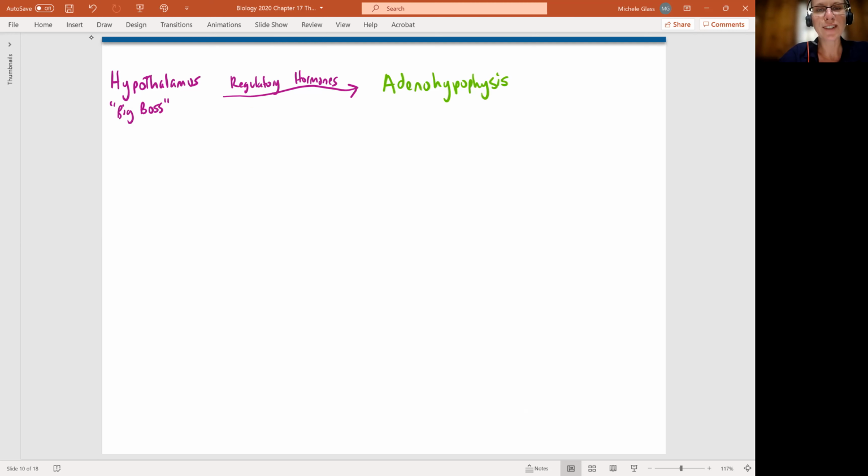I am on purpose using the green color for our adenohypophysis because it's going to be releasing what we can refer to as tropic hormones, which are turn on hormones. So very much we're going to see that the adenohypophysis is in charge of a lot of these other endocrine glands. And so that's basically our target tissue here.